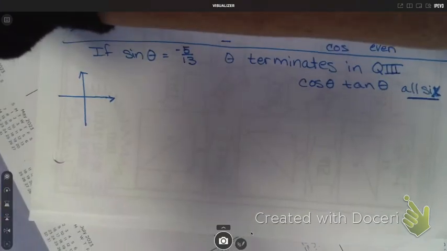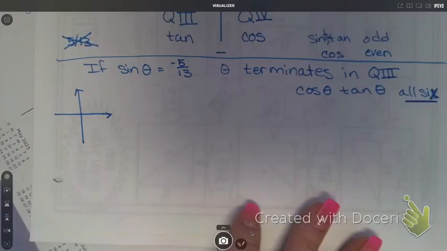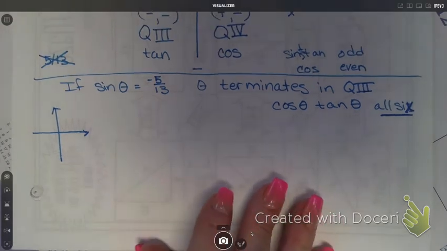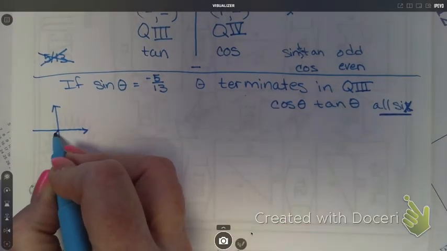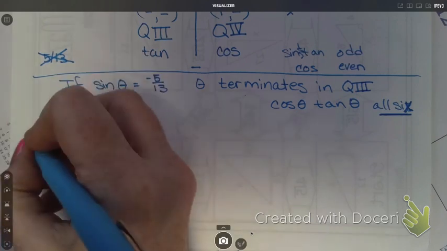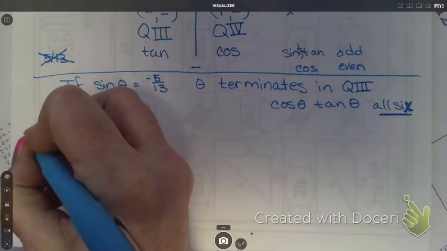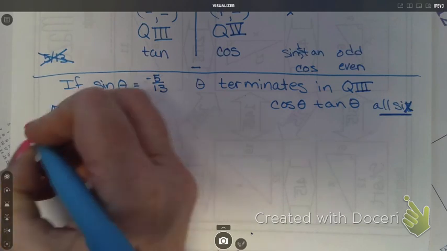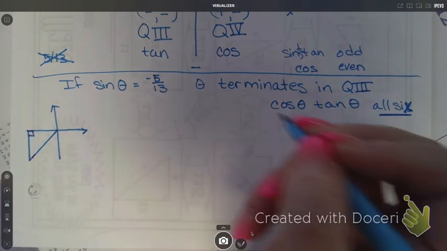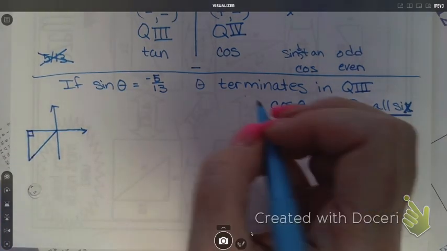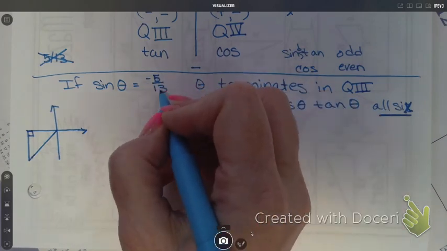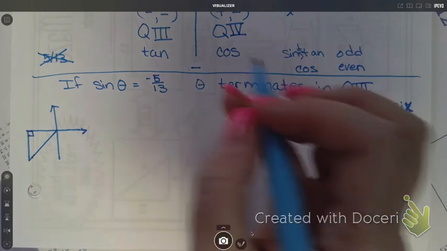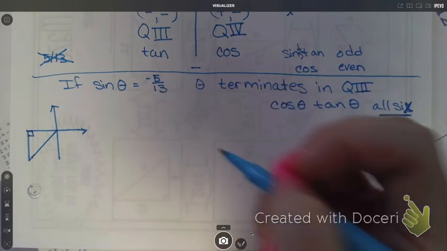First thing I'm going to do is when you say, Mrs. Mick, I need help, I say, let me see your picture. Almost every single problem I will ask you that. So if it terminates in the third quadrant, I need to write a triangle in the what? In the third quadrant. And it always goes to what axis? The X. So it's negative 5/13. Well, is the negative on the 13 or the 5?